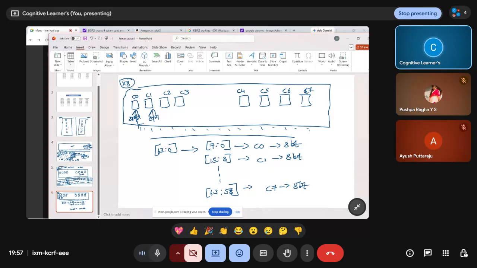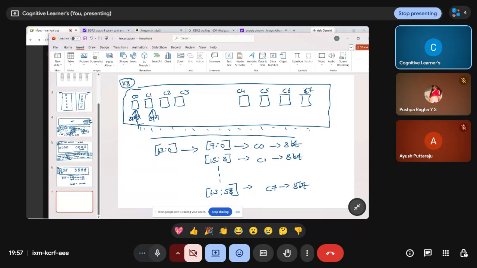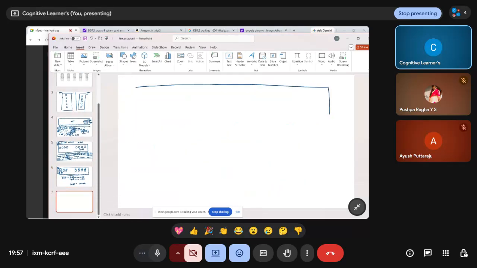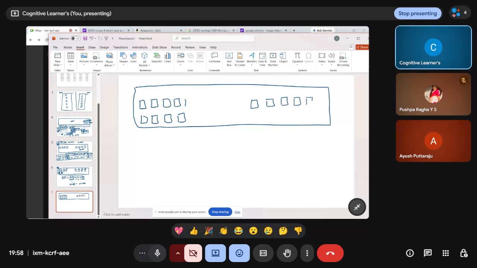Next we come to cross 4. In cross 4, how many devices are present? 16, yes. You tell me, in each chip how many pins are connected? 4, definitely. 16 chips are present. This is cross 4.